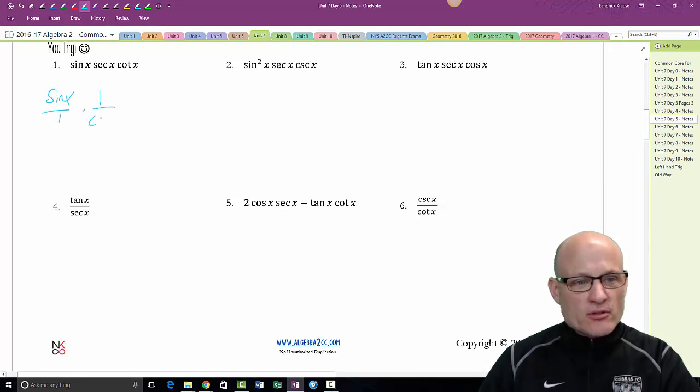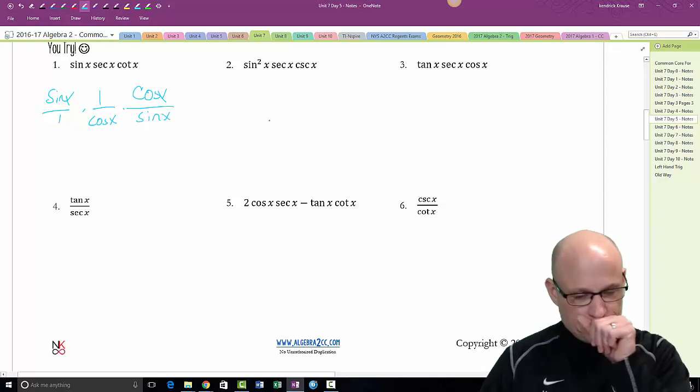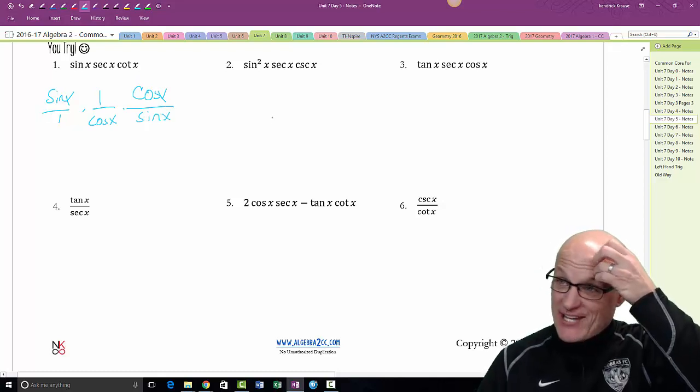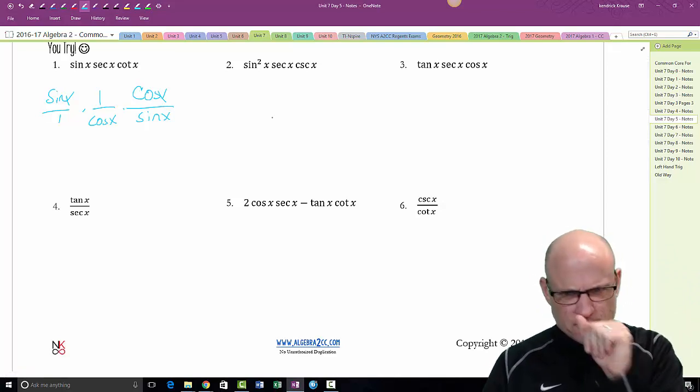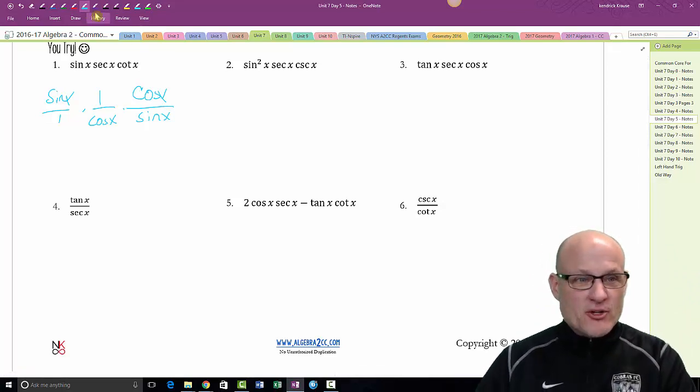Secant is 1 over cosine x. And cotangent is cosine x over sine x. I know it's 1 over tangent, but again, remember what I told you a few minutes ago. That's kind of the useless form of it. That doesn't help out very often. Normally you want to just convert everything to sine and cosine.